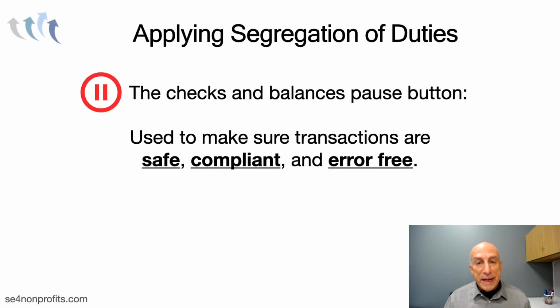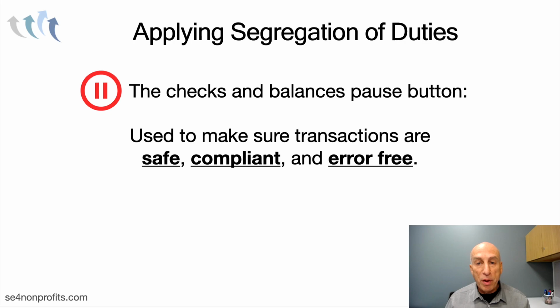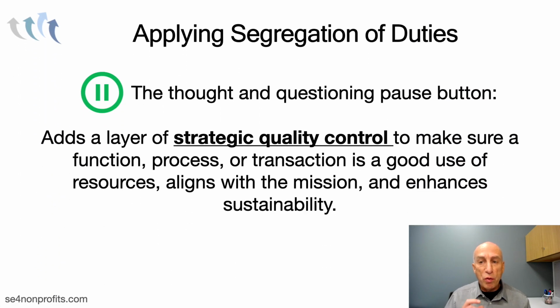Pause button number one, again, checks and balances, always want to be safe and compliant and error-free as much as possible. What I really lean on a lot, though, and want to really emphasize today, here's the second pause button, to make sure that from a strategic quality control point of view, the function, process, or transaction we're approving aligns with our mission, is a good use of our resources, and overall puts the organization in an enhanced sustainability position, helps make the balance sheet stronger, helps make the organization stronger and more sustainable.